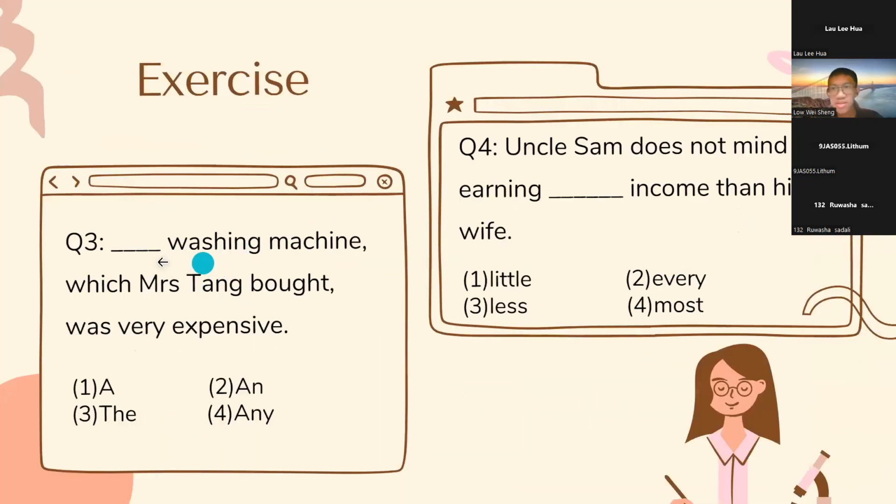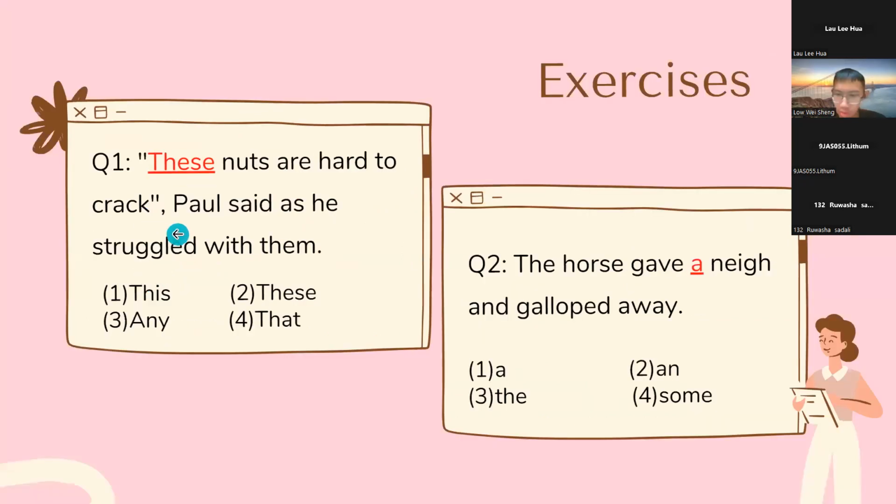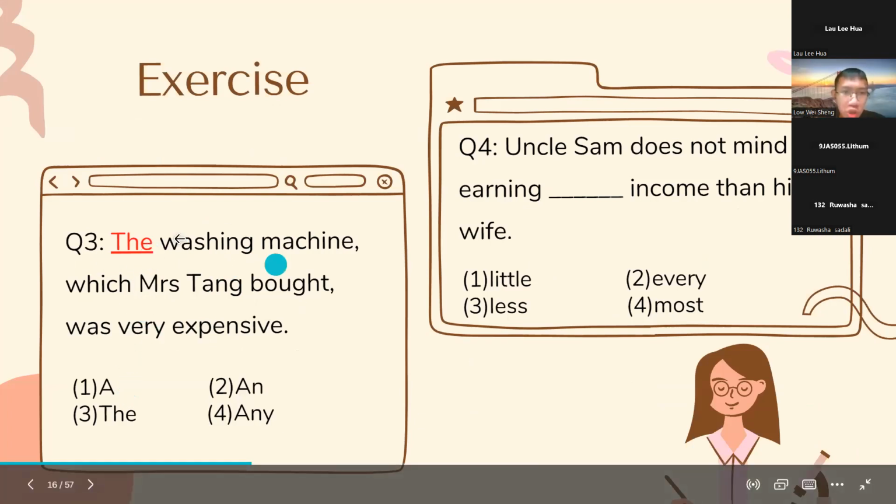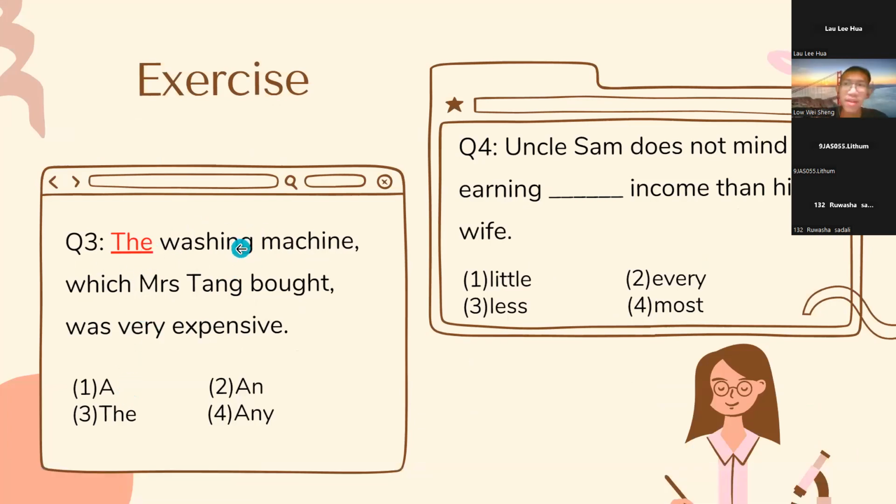So for this, the answer is the. The answer is the because this washing machine is the specific one, the only one that Mrs. Tang bought. It cannot be any washing machine. It cannot be the one that is in your home today or the one that you saw at the shop yesterday. No. It must be the one that Mrs. Tang bought. And that's why it's the.